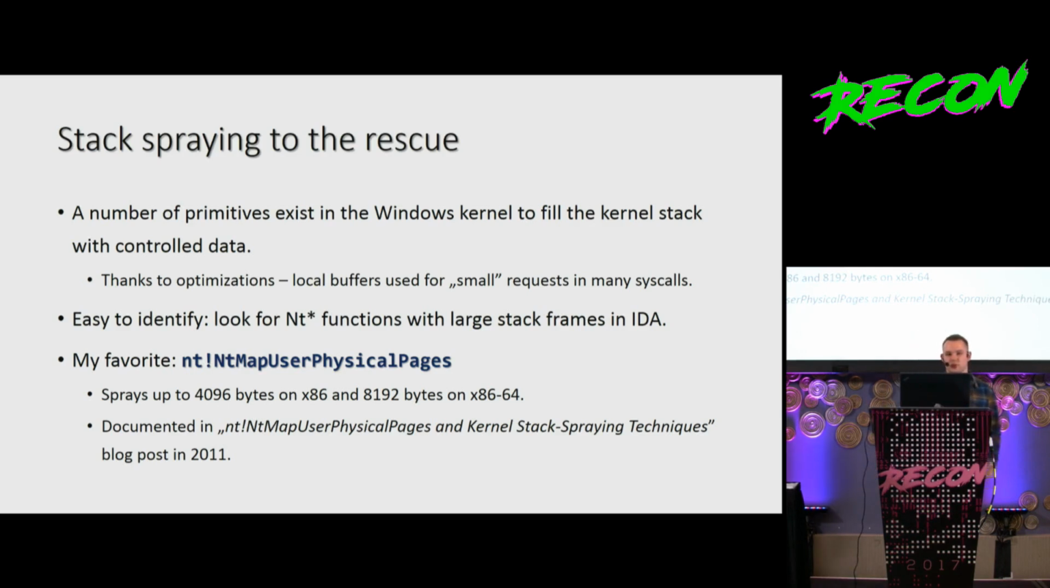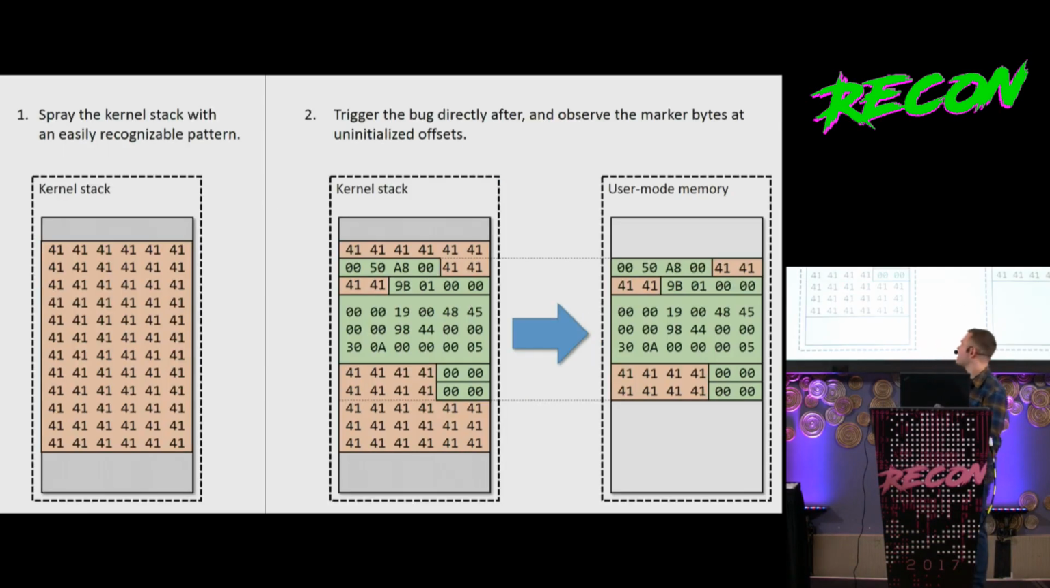My favorite function to do it is map user physical pages. It lets you spray up to 4 kilobytes of the kernel stack on x86 and 8 kilobytes on x64, so that's quite a lot. And this method was actually documented on my blog 6 years ago. So this is how it looks.